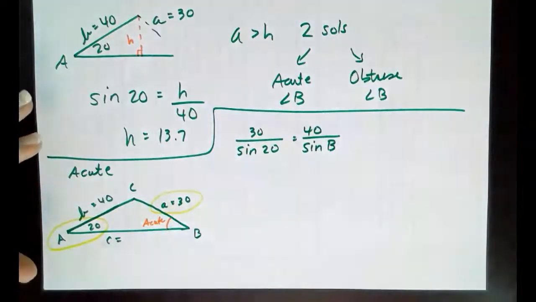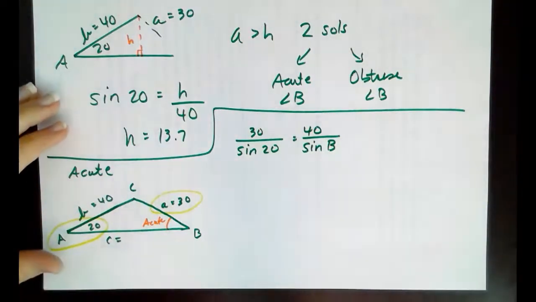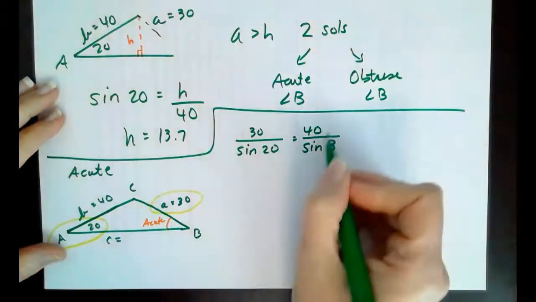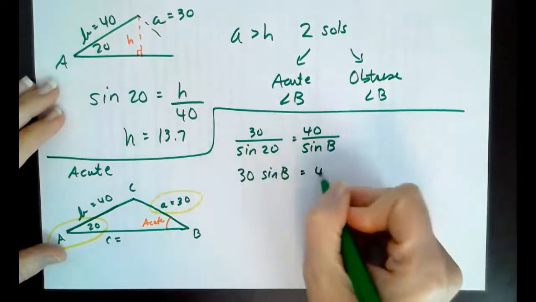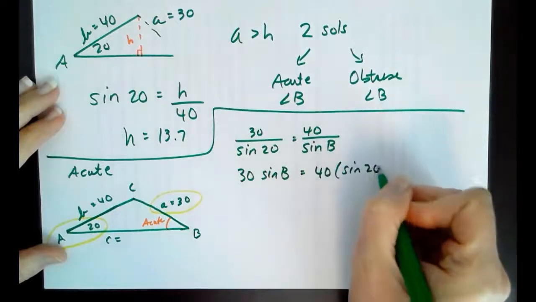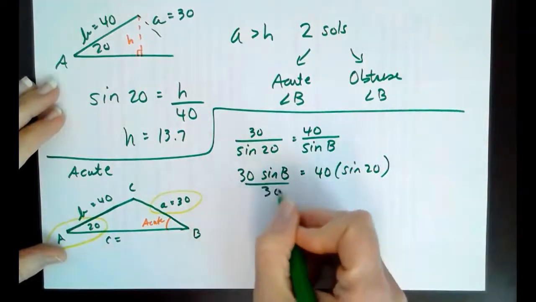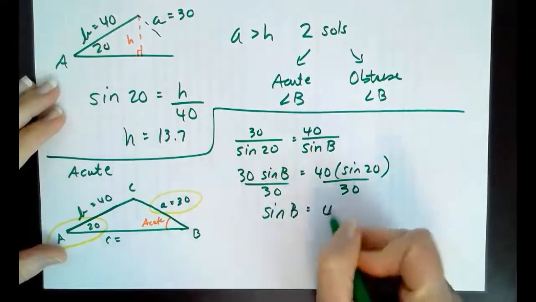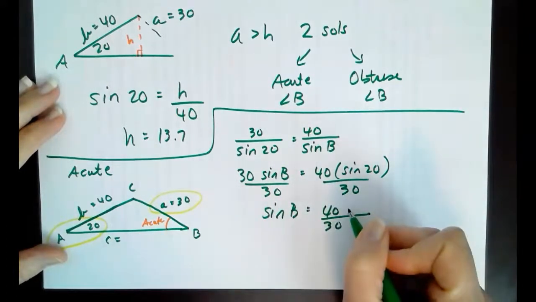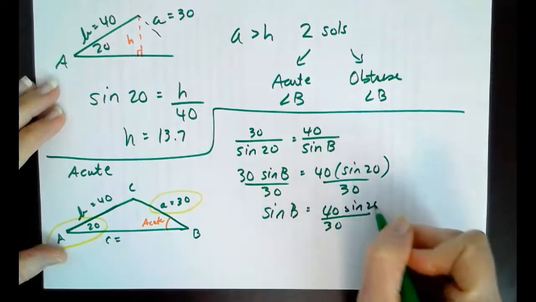So remember, if we're missing an angle, we're going to have to utilize an inverse function in order to do that. So let's cross multiply. 30 sine B equals 40 times sine 20. Divide by 30, divide by 30. Sine B equals 40 over 30 times sine 20.